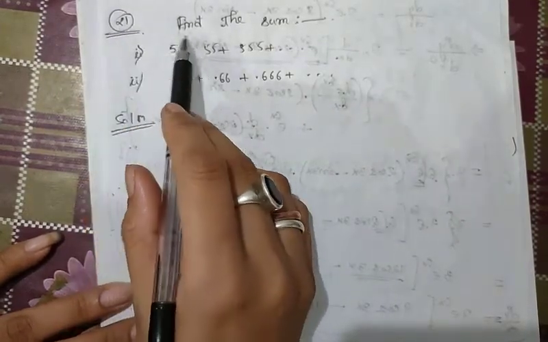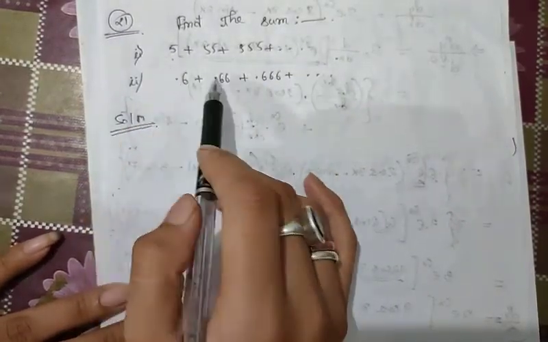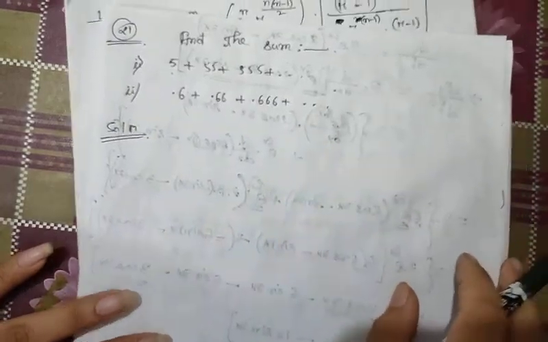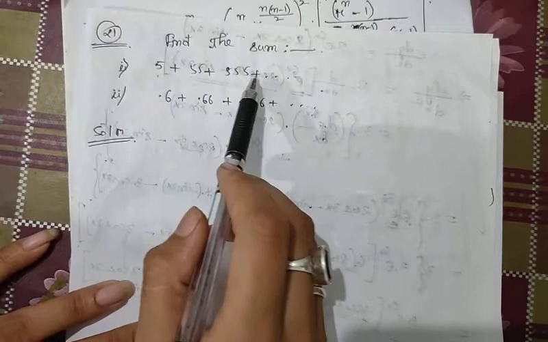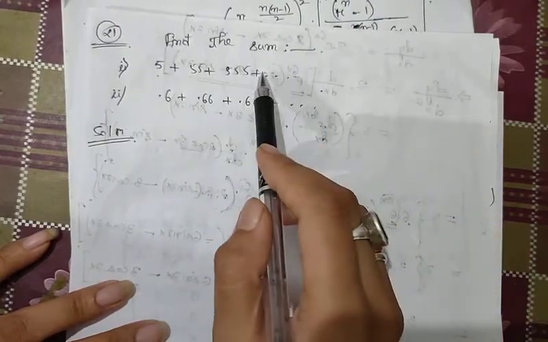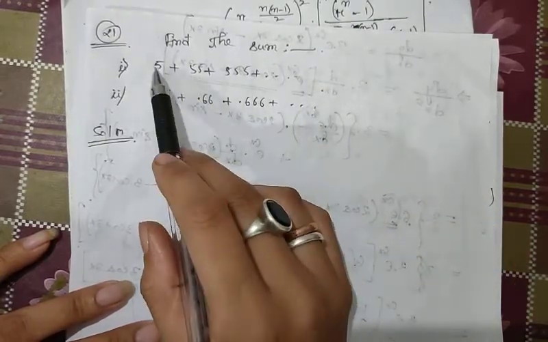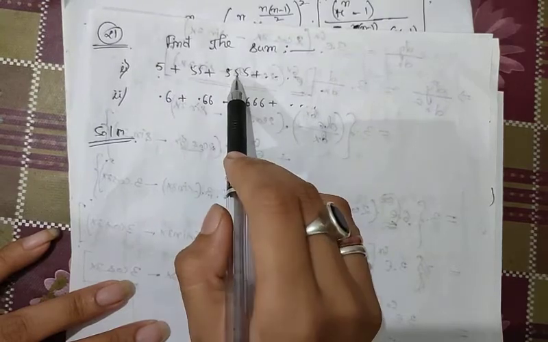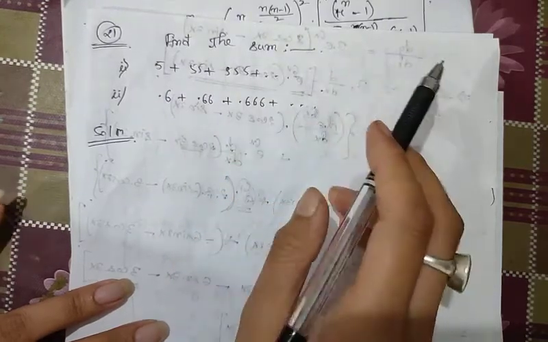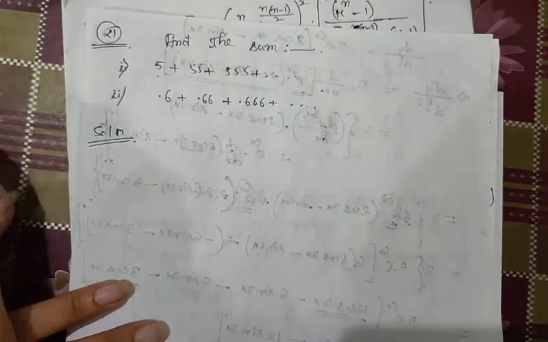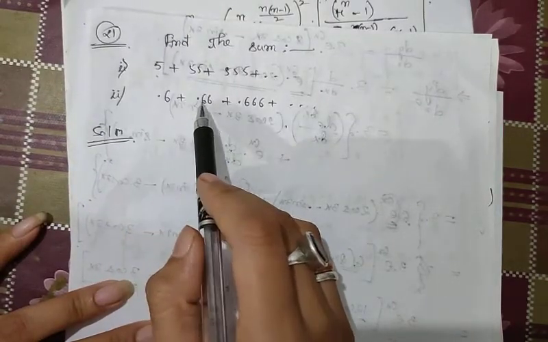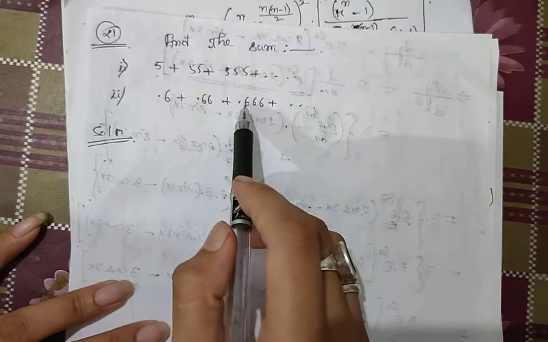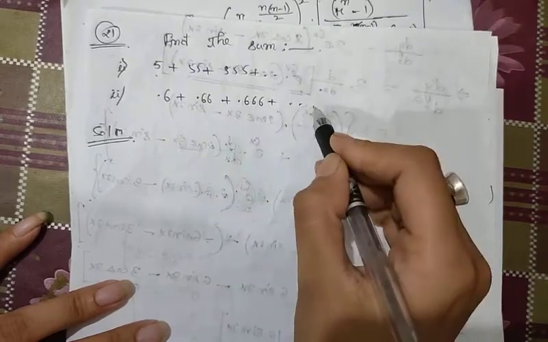So here we are asked to find a sum. This type of questions are very common, so practice it well. Question number 1 is given: 5 plus 55 plus 555, it goes on. So fourth term will be 5555. Second question we have: first term 0.6 plus second term 0.66, third term 0.666, and it goes on in this way.